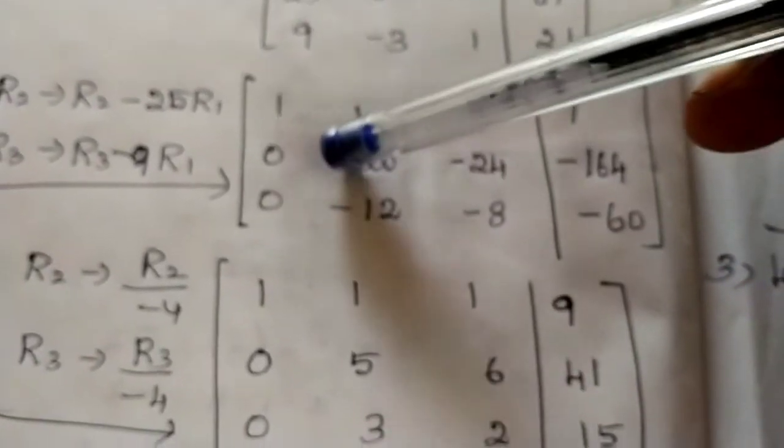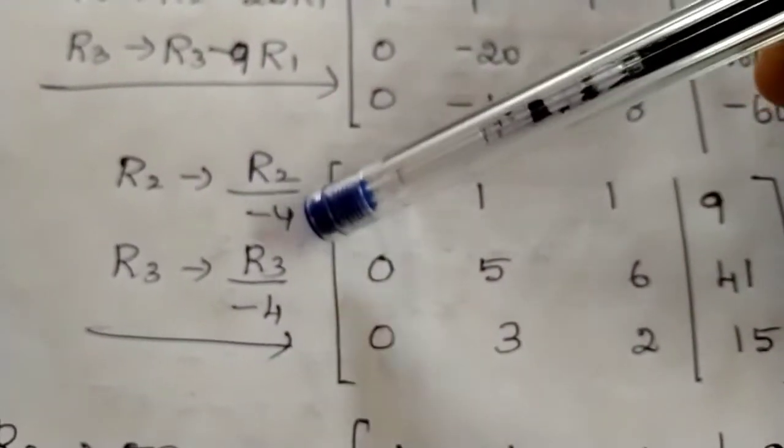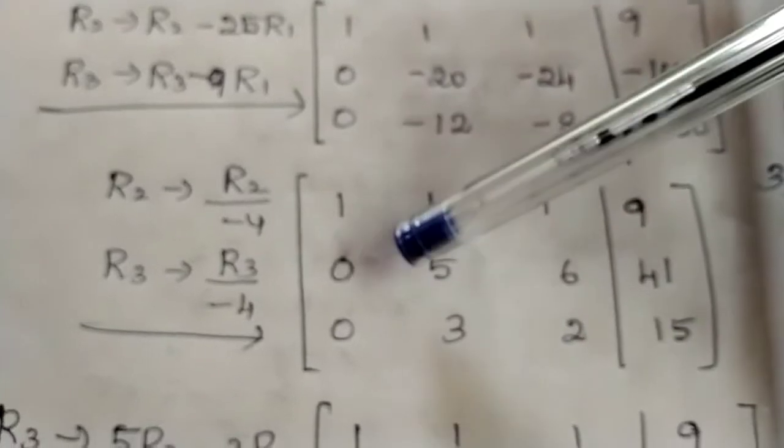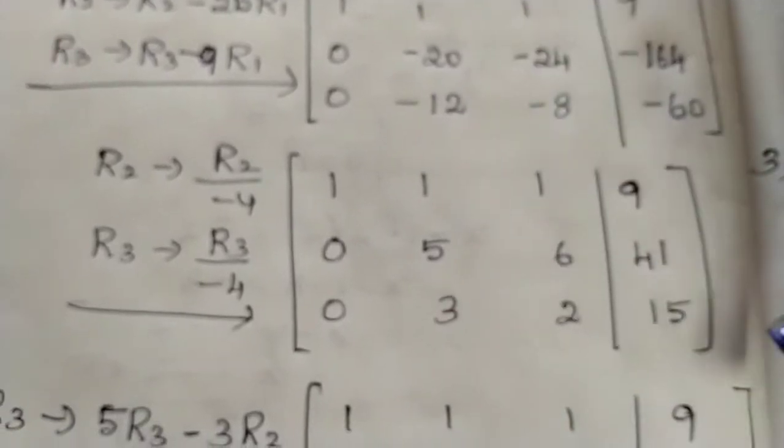See that one. In this one, 4 is common. In this also 4 is common. Minus is also common. That is R2 implies R2 by minus 4, R3 implies R3 by minus 4. First row no change. Divided by minus 4, we get 0, 5, 6, 41. Here also divided by minus 4, 0, 3, 2, 15.